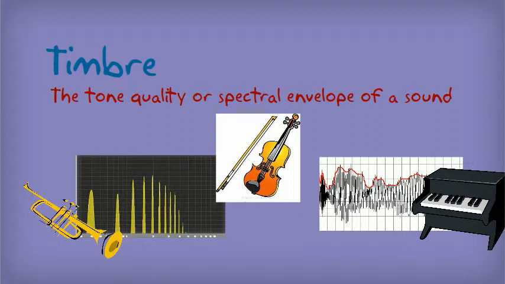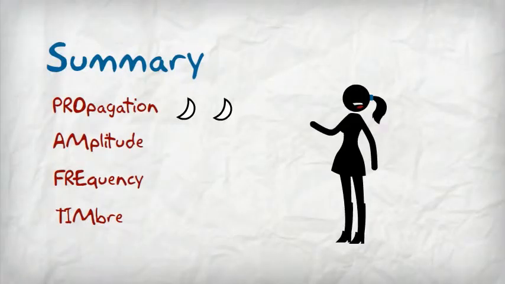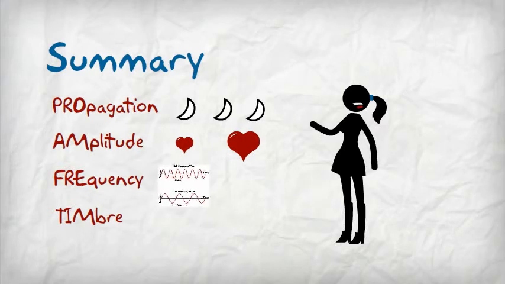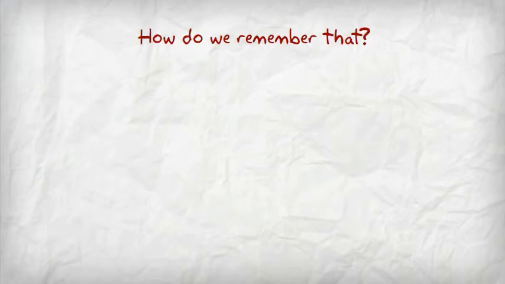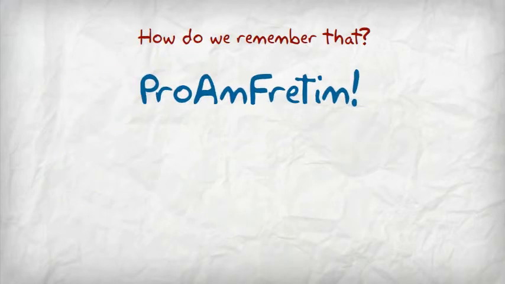So how'd you do? I know that was pretty fast, but here's Mika to summarize for you. Propagation, the movement of waves through a medium. Amplitude, the measurement of the sound wave's energy or power. Frequency, the speed at which the waves pass a fixed point at any given time. And timbre, which is the tone quality of an instrument. So how do we remember all that? Easy. ProAmpFreTim. It's the recipe for how we hear and interpret sound.